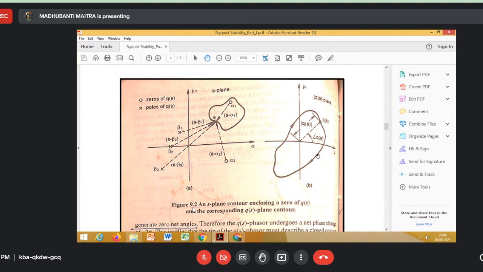Similarly, if two poles are enclosed, then the QS plane contour will encircle the origin of the QS plane twice in the counterclockwise direction. Can you follow this cursor? Clear, ma'am.